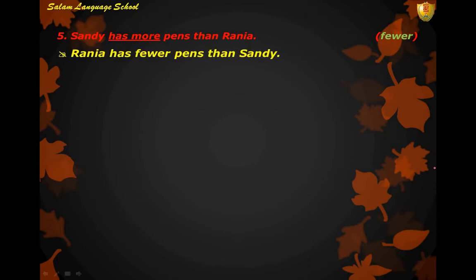Number 5. Sandy has more pens than Rania. In brackets, fewer. Yes, we'll start the sentence with Rania. So it will be Rania has fewer pens than Sandy.